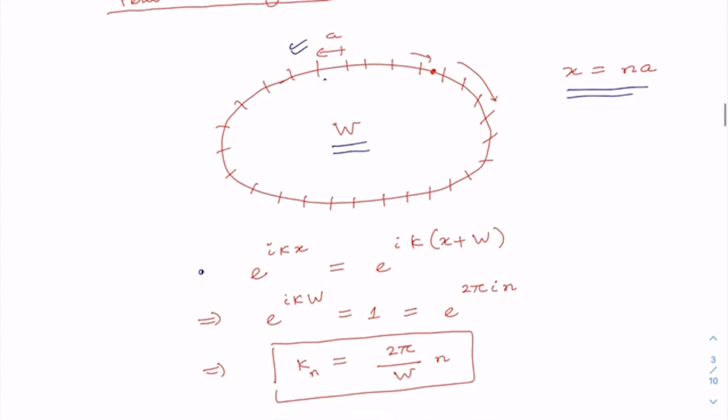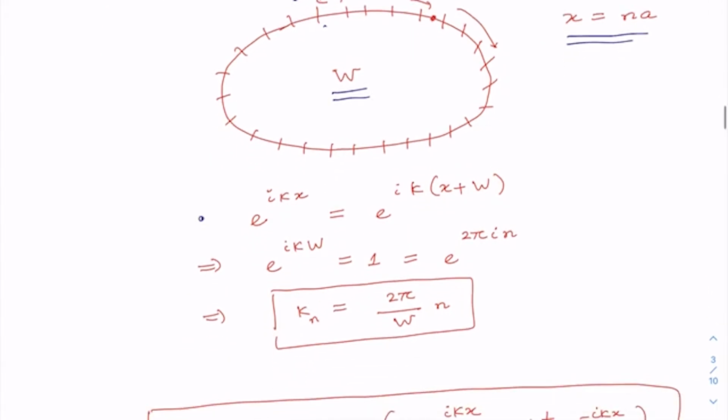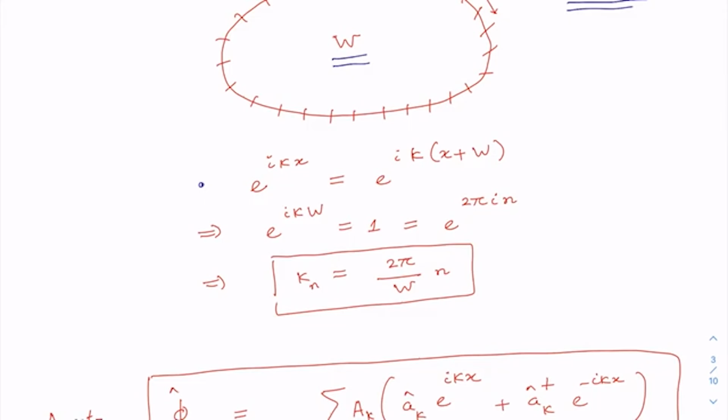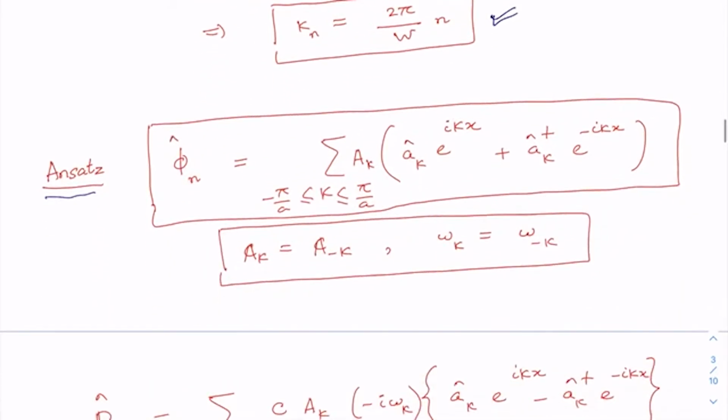Here n is an integer, and as we discussed, the boundary condition results in the wave number getting discretized: k_n is equal to 2π/W times an integer. Then we take the flux in this form, where it is a superposition of a lot of plane waves, and a_k is the amplitude, and k lies between −π/a and +π/a. Because of the translational invariance, it is easy to see that a_k is equal to a_{−k}, and ω_k is equal to ω_{−k}.